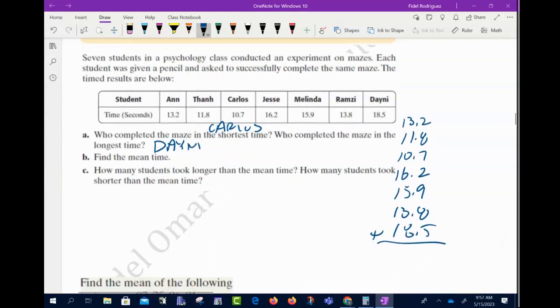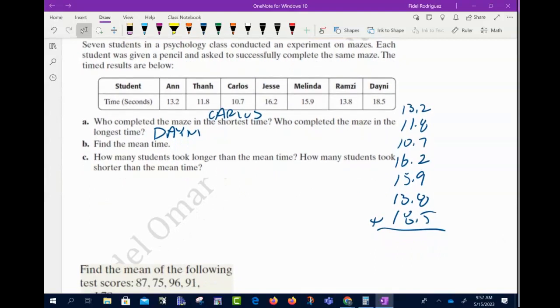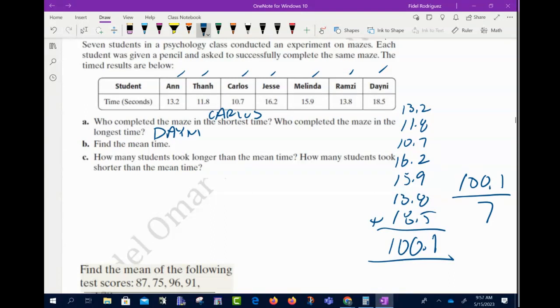Can somebody do me a favor? If anybody has a calculator, can you add those numbers and tell me what you come up with? Perfect. Okay, so we added them all up, y'all. Now, we need to divide by however many numbers we have. How many folks did we have here? Seven. So we're going to take 101, y'all, and we're going to divide it by seven. What do we get?